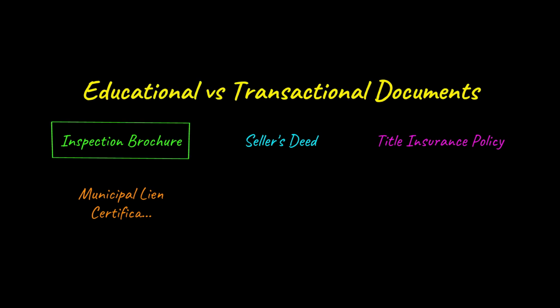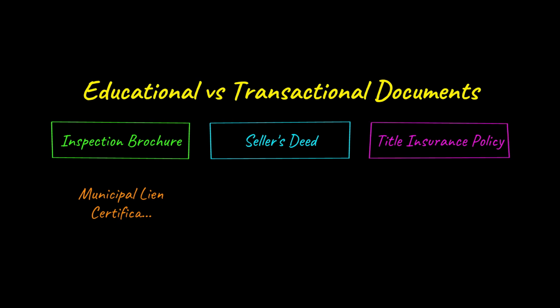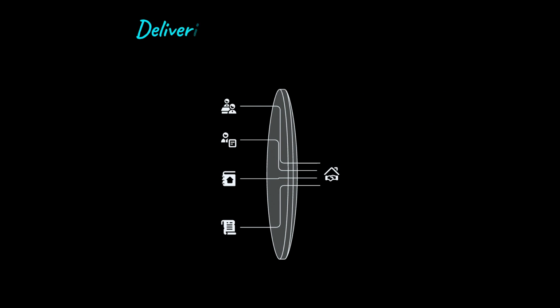The exam tests whether you can separate this brochure from other paperwork. The deed concerns chain of title. The title insurance policy arrives later in the title process, and the lien certificate is gathered during closing. Only the brochure is tied to that first signature.